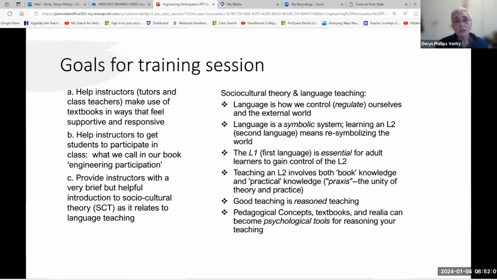So the pedagogical concepts are what we would call in sociocultural theory psychological tools. They're things that take on meaning as they are used. They're not totally accessible on the surface, even though we made them to look as accessible as possible.